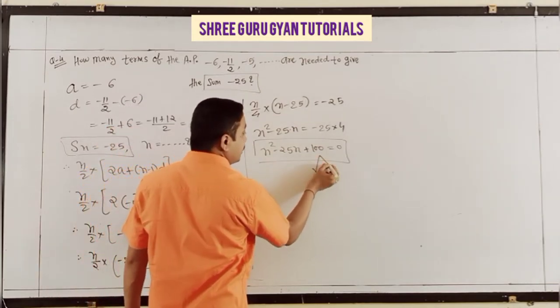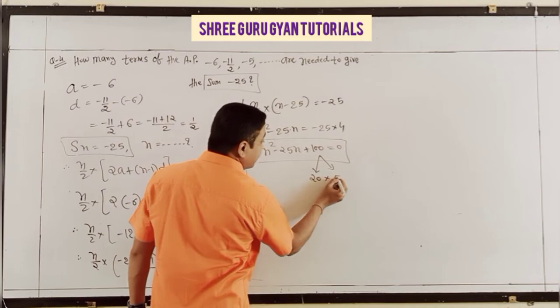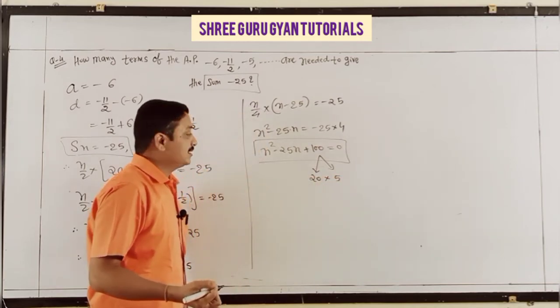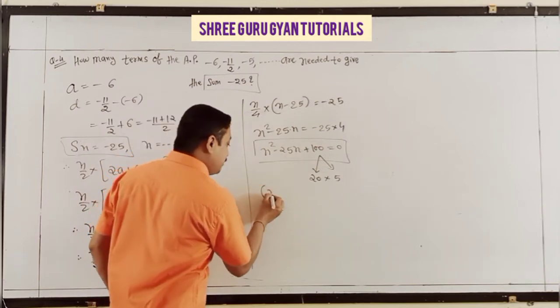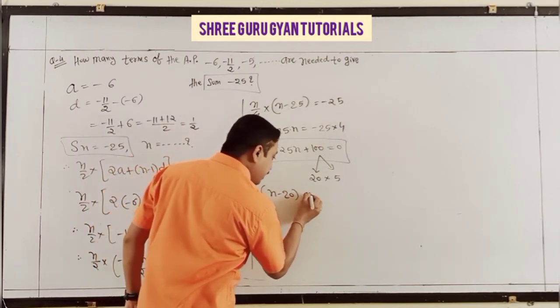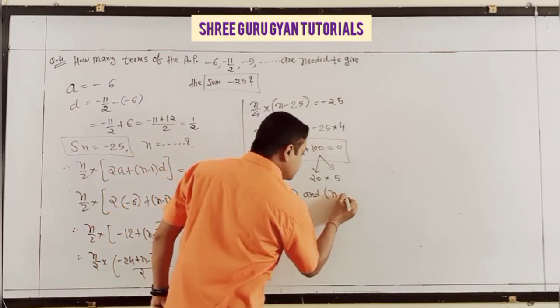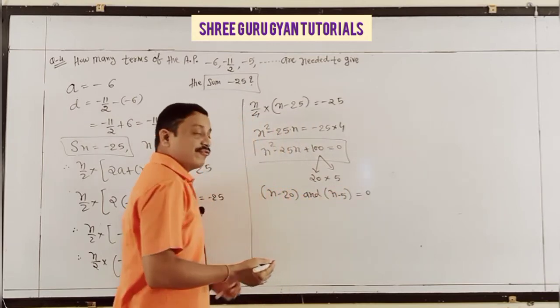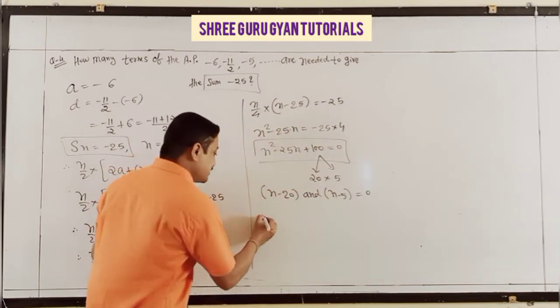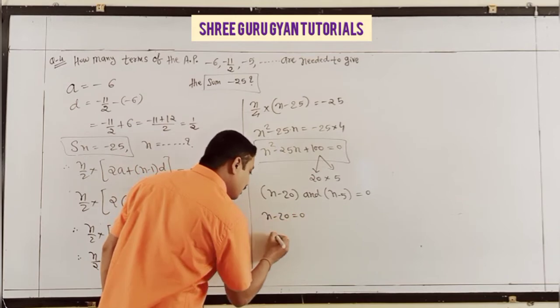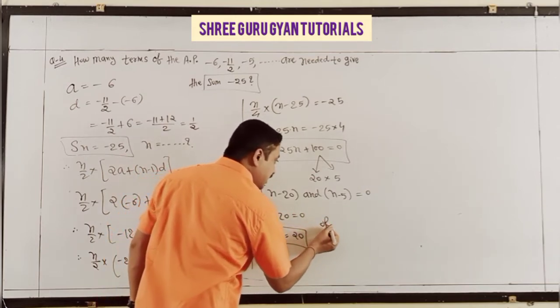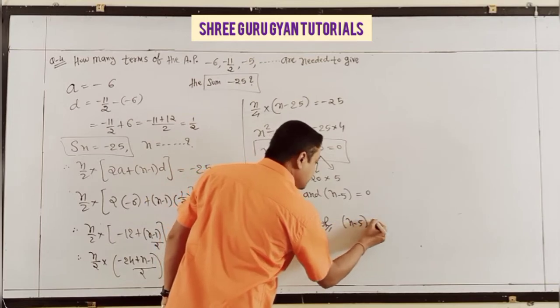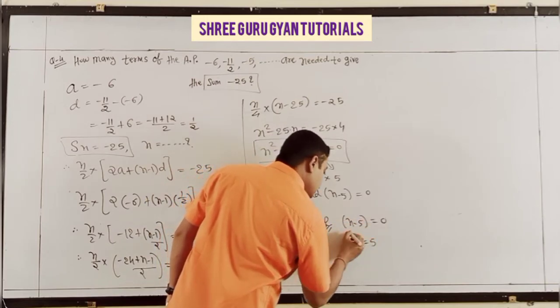One of the 25s, how much are the 25s? Yes, it becomes 25 also, and 100 also. So n minus 20, and secondly n minus 5. So either the first is true, or the second is true. So n minus 20 is equal to 0. My answer is n is 20. Otherwise, if the second is true, n minus 5 is equal to 0, meaning n is equal to 5.